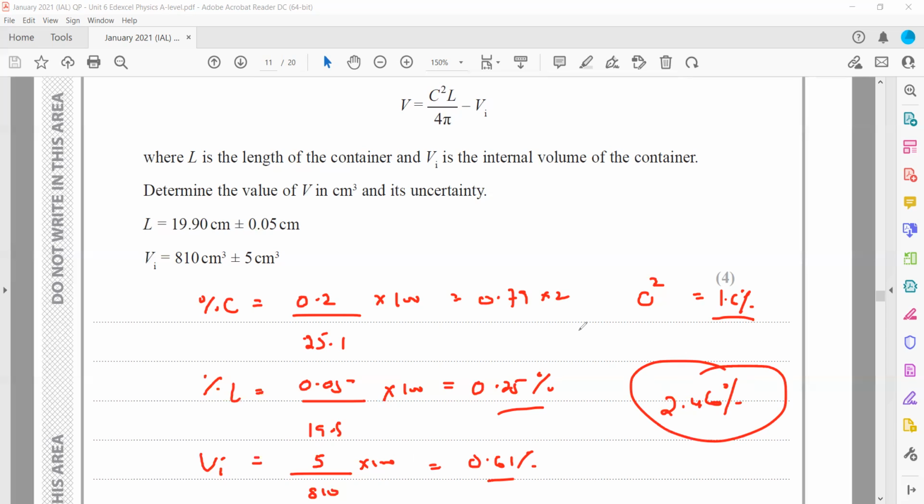But this is a percentage uncertainty. Then we will determine the uncertainty. How to determine the uncertainty? What is the value of V? After getting the value of V, we will take 2.46% of V to get the uncertainty in the value of V. Is it clear?